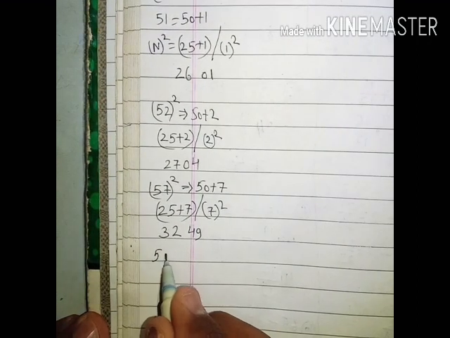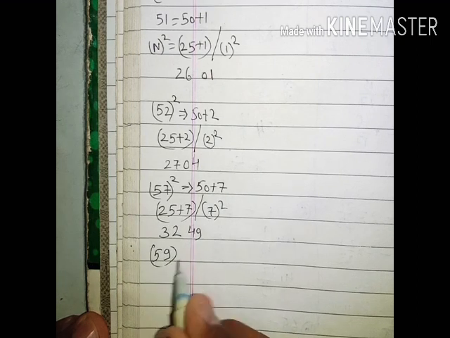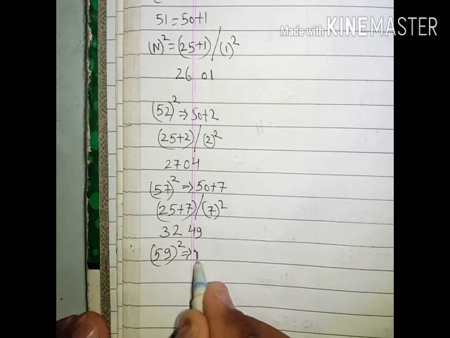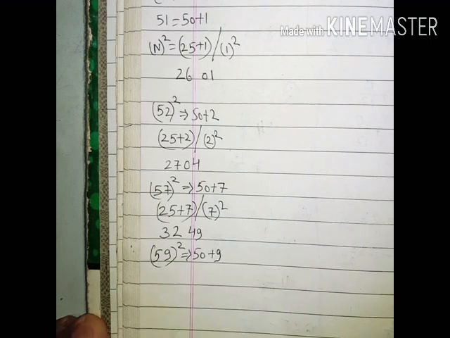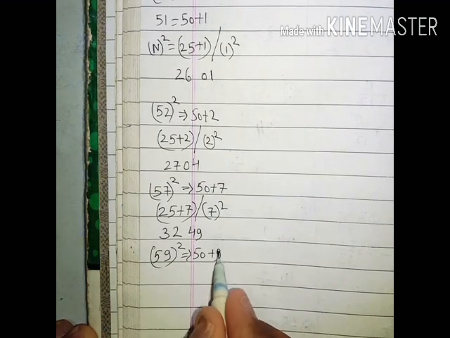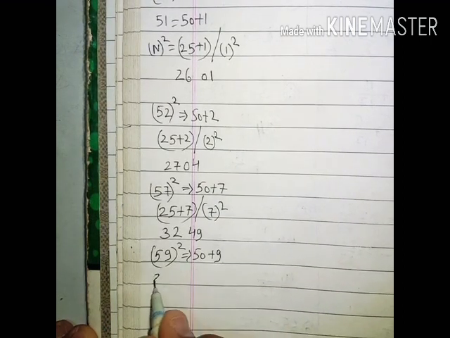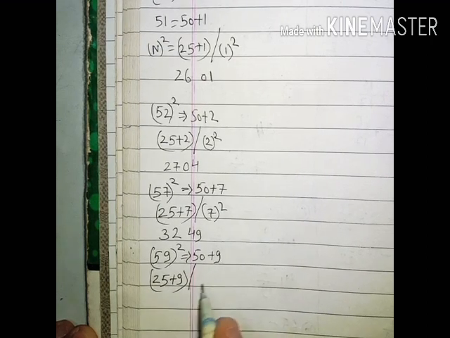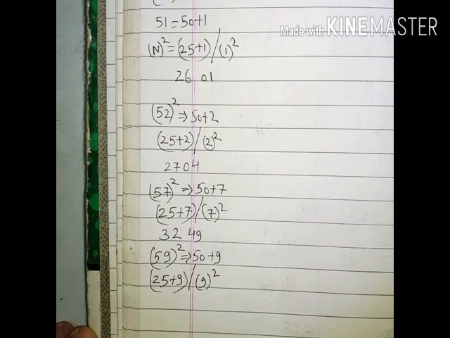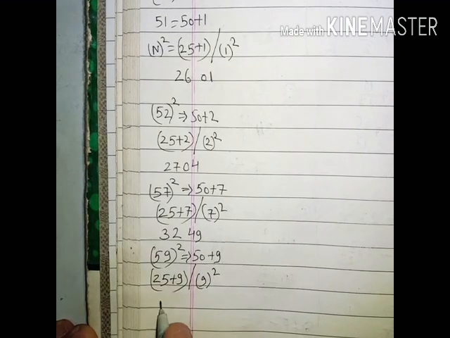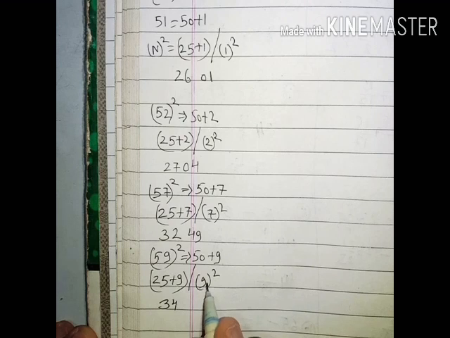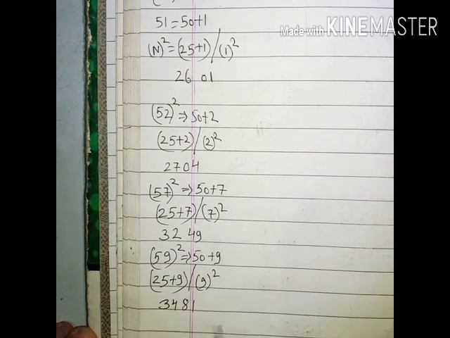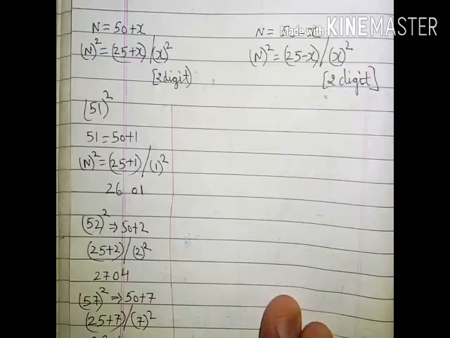The next is the square of 59. We can write 50 plus 9. The number is 9 more than 50, so we add 25 plus 9, and on the other side the square of 9. 25 plus 9 becomes 34. The square of 9 is 81.